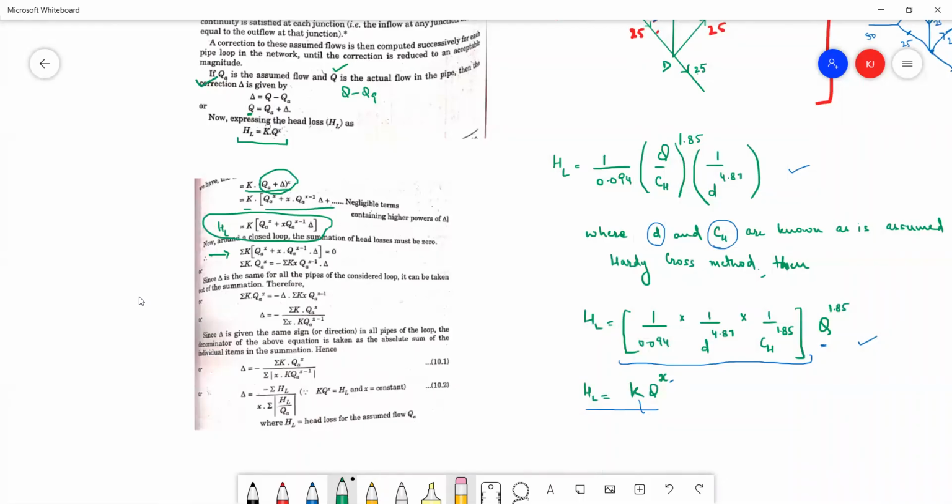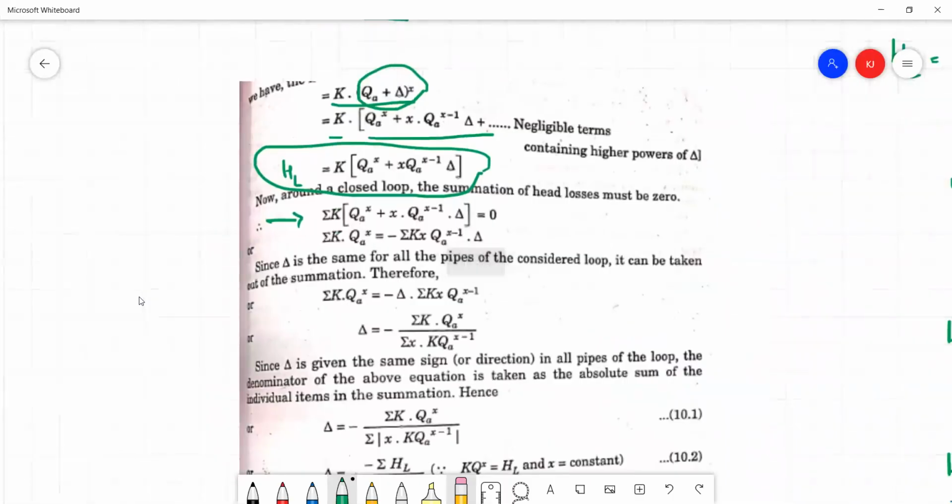Again opening this thing, here we can see this step, we are opening the brackets, we get like this, right? And now this delta, which is the correction factor, it is constant for a particular loop, right? For all the pipes in a particular loop, the correction factor is the same. So delta can be taken out over here in the front, out from the summation. Okay, and finally we can write delta in this form. This is the value of correction factor.